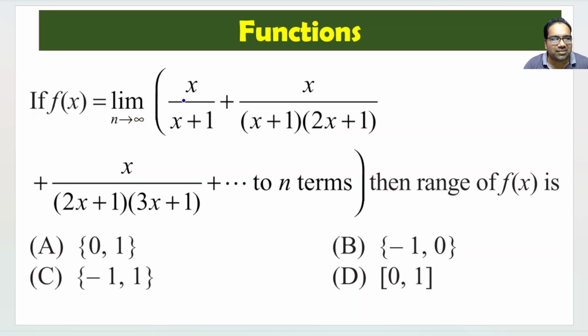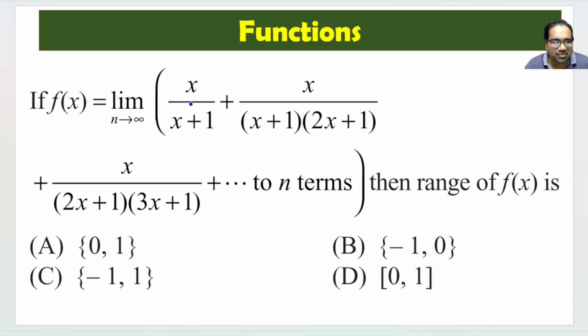Clearly, we can see when x is 0, all these terms will become 0 because the numerator will be 0. When x is 0, irrespective of how many terms, whether 100 terms, 1000 terms, or infinity terms, it is the sum of all zeros only, right? So f of x will be 0 if x is 0. Let us assume x is not 0, then what will happen to this limit?